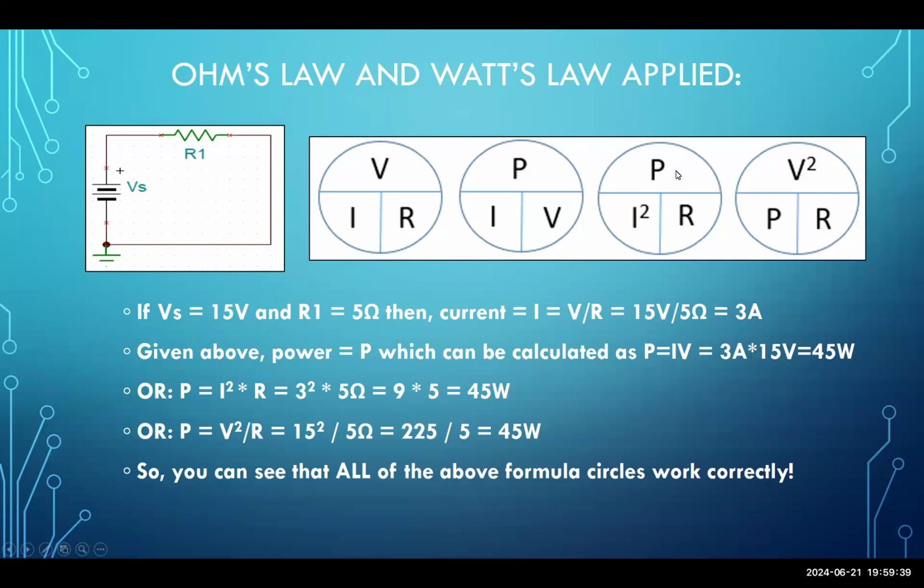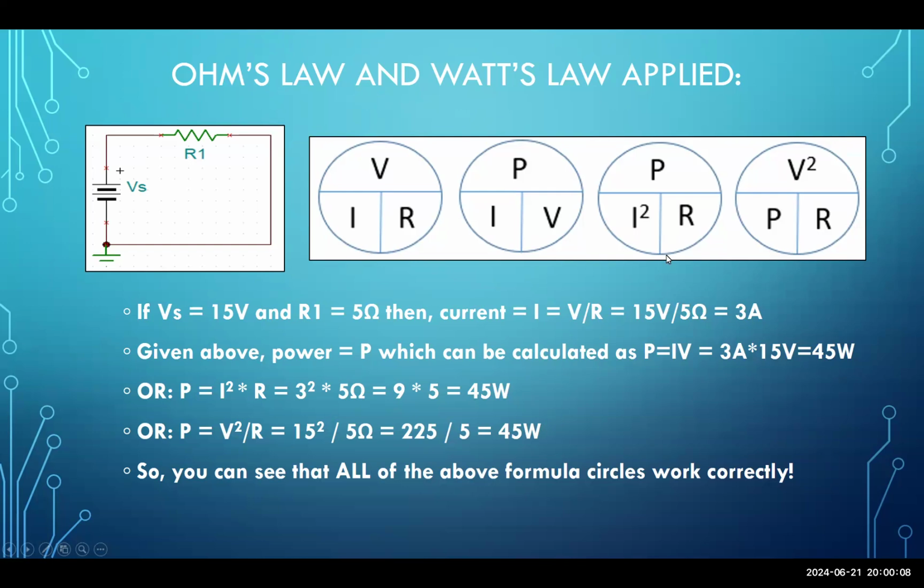Or another way of doing this is by using the second circle. You put your thumb over the P. What do you see left over? I squared times R. So I squared times R is equal to 3 squared, because 3 amps was what we calculated for current, I. So 3 squared times the R of 5 ohms. 3 squared is 9. What is 9 times 5? 45 watts. So we can calculate the 45 watts using formulas from this second circle.